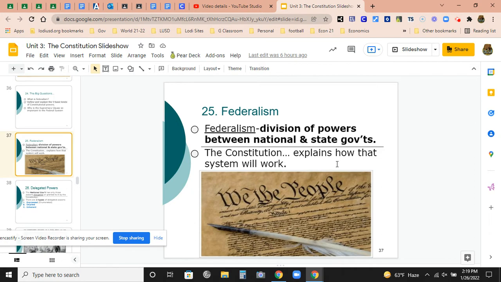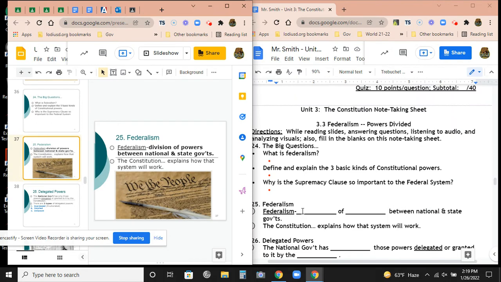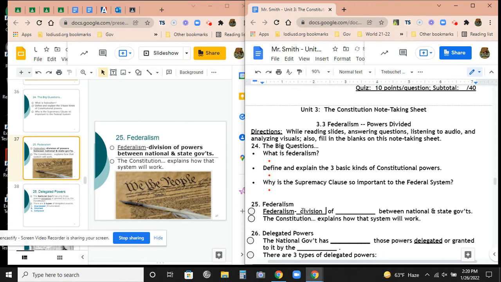The Constitution explains how that system will work. So you have a picture of the Constitution here. Go ahead and write this in. Division of power. Go ahead and skip the part. I assume you can find your own document. If not, raise your hand right now, and I'll talk you through it.